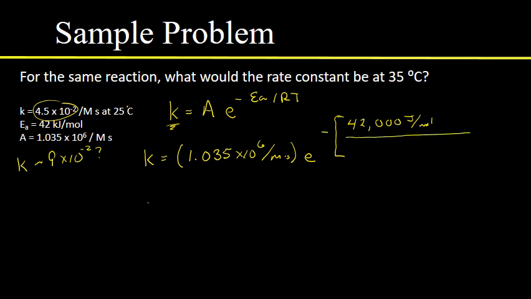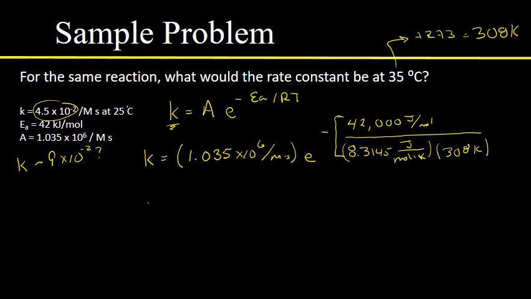All right. Divide by R, 8.3145 joules per mole Kelvin. And then the temperature, remember to convert from Celsius to Kelvin, we add 273, and so this gives us 308 Kelvin. Okay. And again, check our units. Those kelvins cancel. Joules per mole cancel.